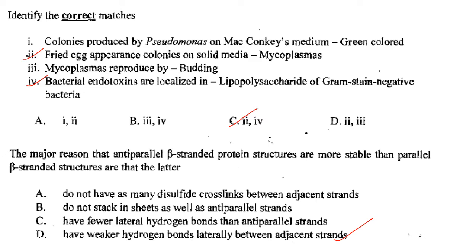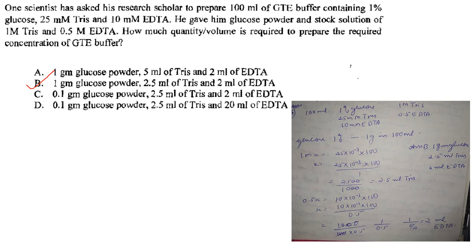So the major reason that antiparallel beta-stranded protein structures are more stable than parallel beta-stranded structures are that the latter have weaker hydrogen bonds laterally between adjacent strands. So the answer here is option D. Then next one.